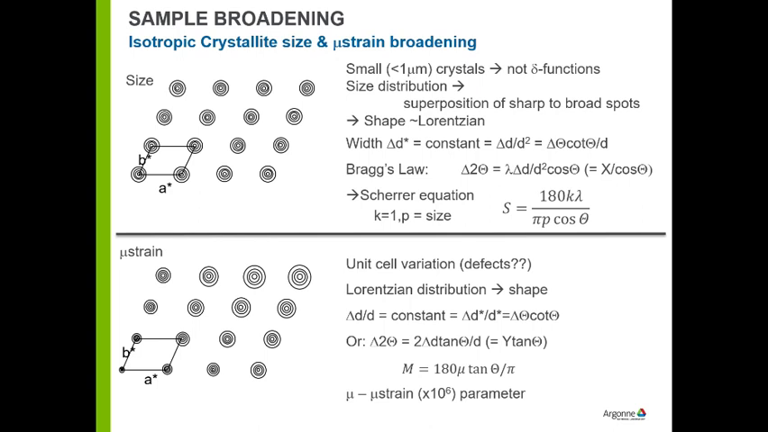And the thing that's constant here is that delta d over d, or delta d star divided by d star, is a constant. Okay? And you can again work through the math, and that winds up being delta theta cotangent theta. And again, this is based on Bragg's law, and you wind up with a dependence which is on tan theta as opposed to 1 over cosine theta. That means these two parameters can be separated by a diffraction experiment that goes far enough in angle.